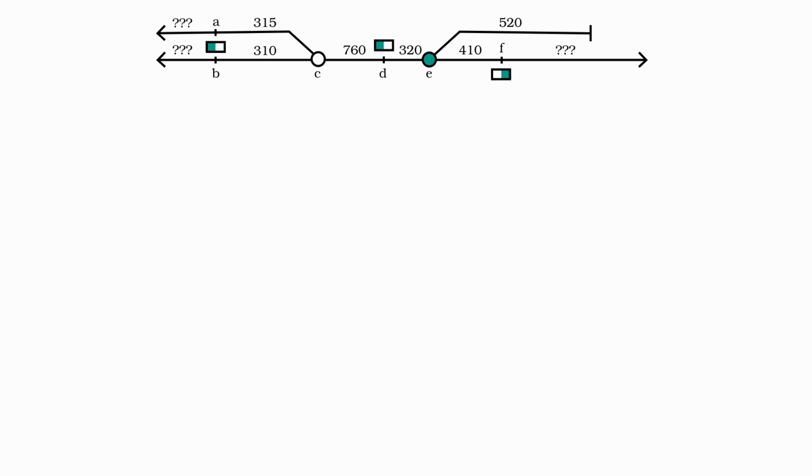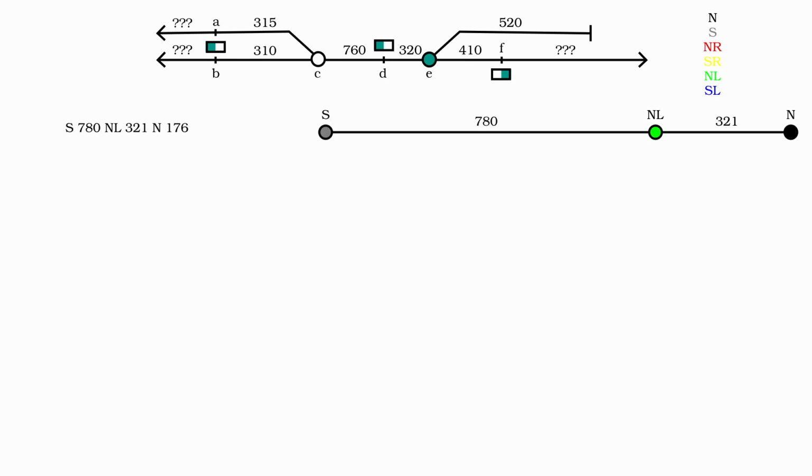Now we will create a diagram where magnets are colored and distances are proportional to the actual length. The color codes are shown in the upper right corner. We use this diagram to identify the last magnet. First, we take the measured data string. It was south 780 mm, north left 321 mm, and north. The last distance is not used to identify the magnet.